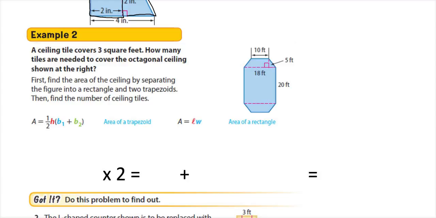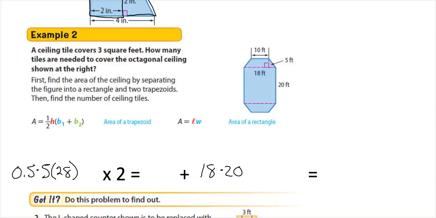So in this case, we're going to do 1/2 of the height times base 1 plus base 2. So for our trapezoid then, we're going to have 1/2, so 0.5 times the height. So the height of the trapezoid is 5 feet. Then we're going to add the bases together. So the top base is 10, and the other one is 18, so that would make 28. Okay, now we have 2 of those, so we're going to do 2 trapezoids. Then we need to do the area of the rectangle here. So we've got, let's see, 18 by 20.